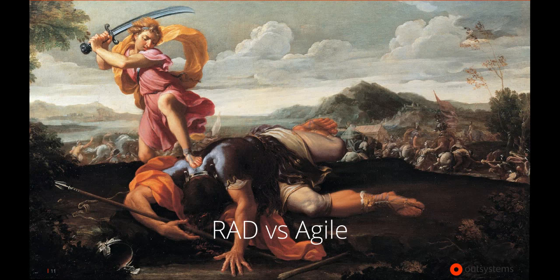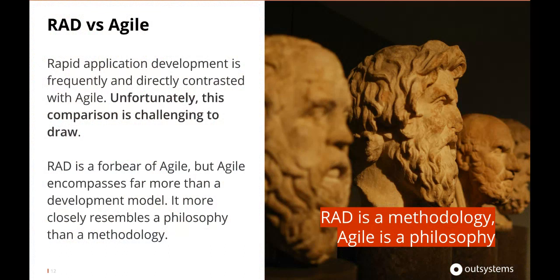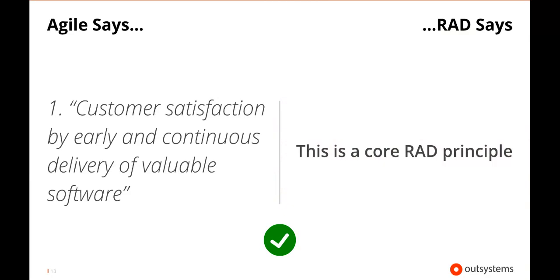Let's take a look at RAD versus Agile. It's not as dramatic as this painting would suggest, but I thought that was a beautiful way to transition. While RAD is more like a methodology, an approach to software development, Agile feels a lot more like a working software philosophy. We're going to see how these two differ in a moment with a point-by-point breakdown, going through the Agile Manifesto and comparing it to what RAD believes.